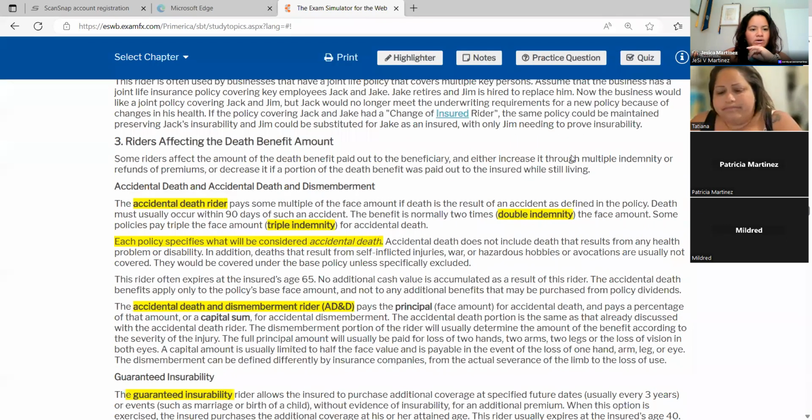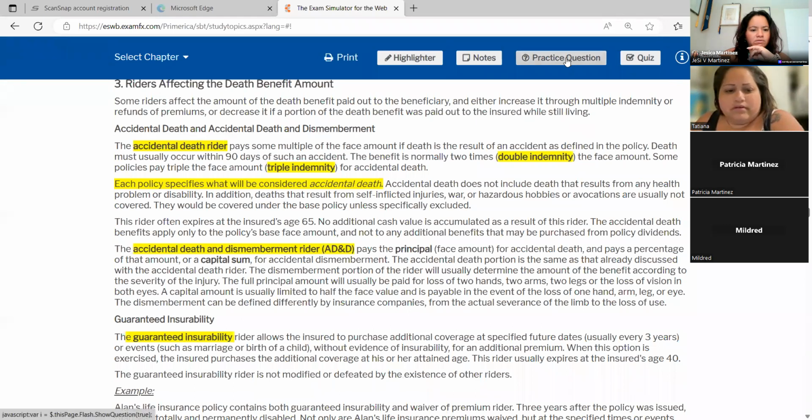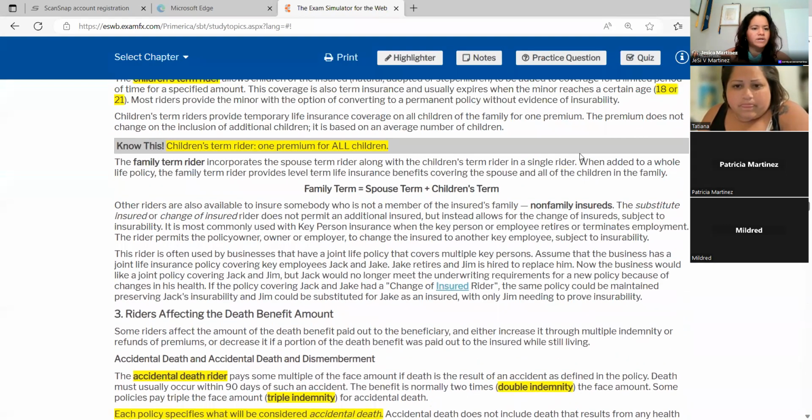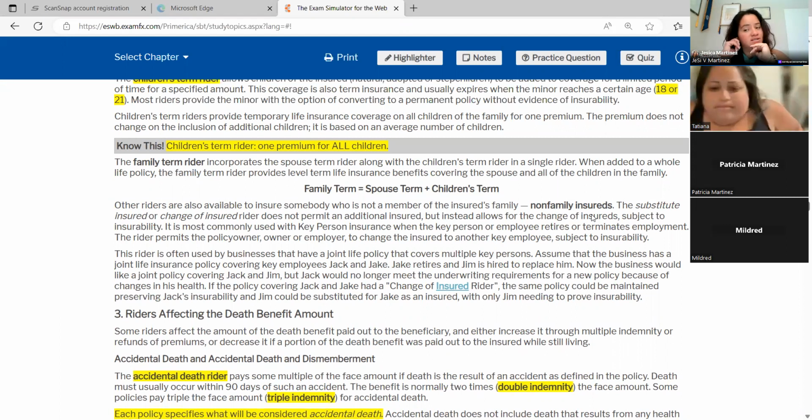I think that's as far as we got, yeah. I think we actually went a little bit further down. Okay, so yes, we were in the family rider. So again, family term is equal to spouse and children. Okay, it could be adoptive stepkids and things like that, but it does not refer to nieces and nephews and things like that.